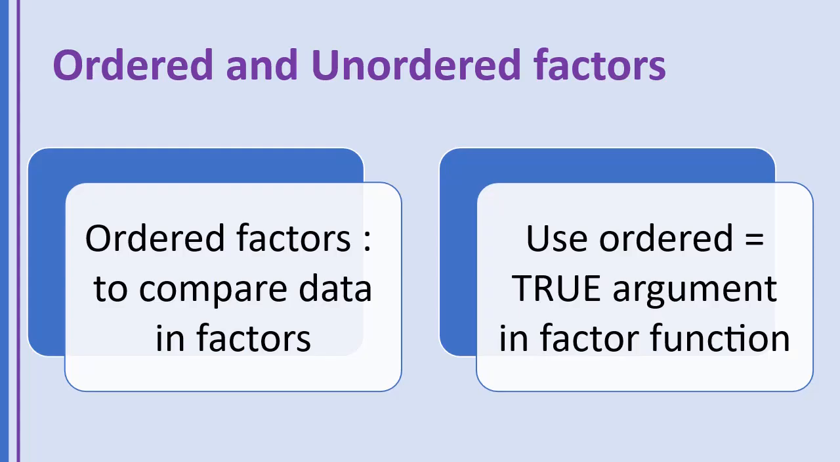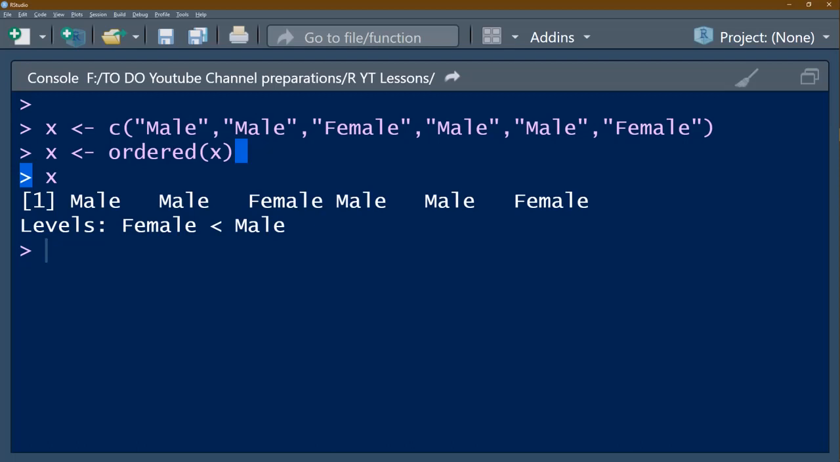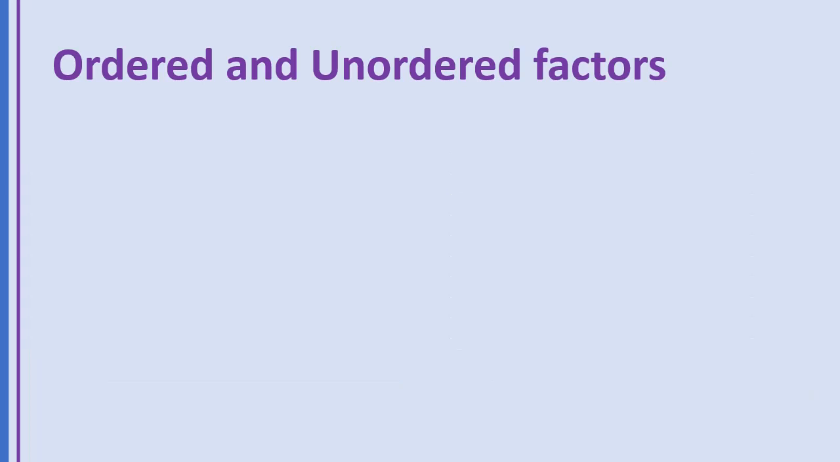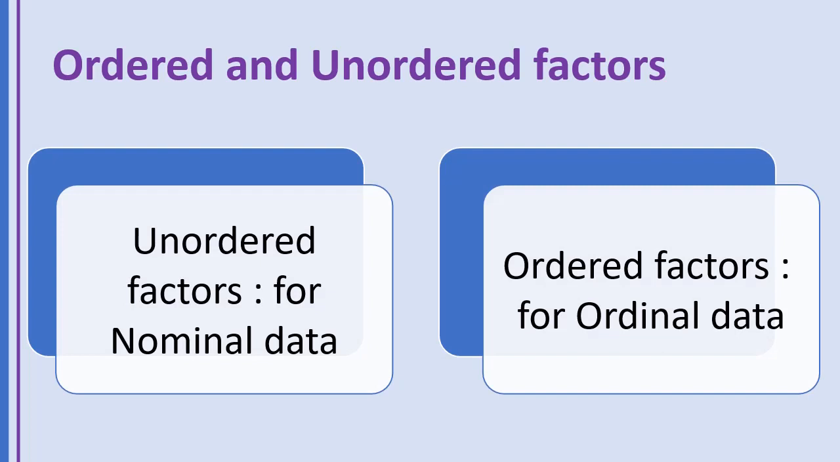In the factor function, if we set ordered is TRUE, then we get ordered factors. When it is FALSE, we don't get ordered factors, that is, we get unordered factors. There is another function, ordered, which is just like the factor function, to create ordered factors. Ordered factors make it possible to compare data in factors as per the order created. We use unordered factors for nominal data and ordered factors for ordinal data. Our statistical and graphic functions will then treat this data appropriately. With this background, let us proceed to RStudio.